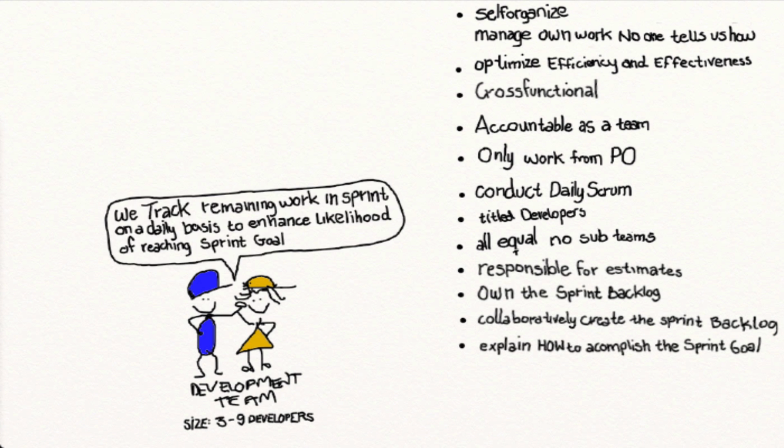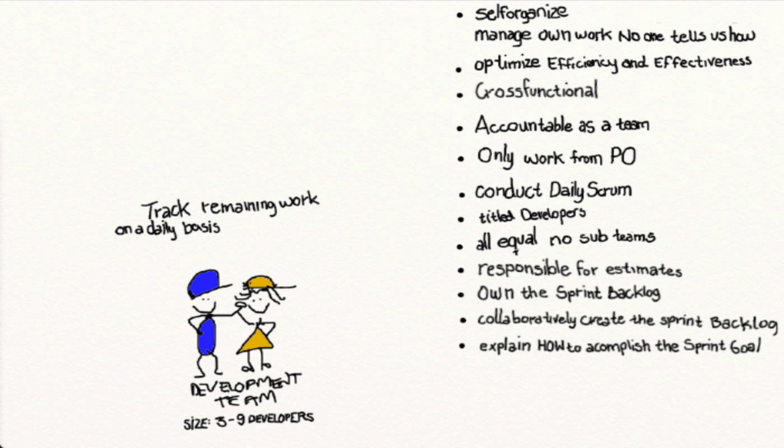The development team tracks what the remaining work for the sprint is on a daily basis. This is giving the team insight into whether or not it's likely that they will accomplish the sprint goal. This tracking could typically be done in a burn down chart.